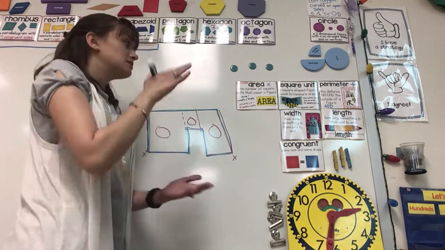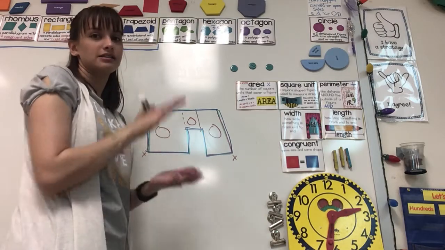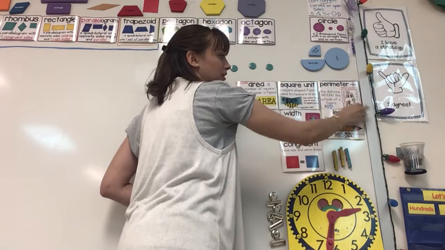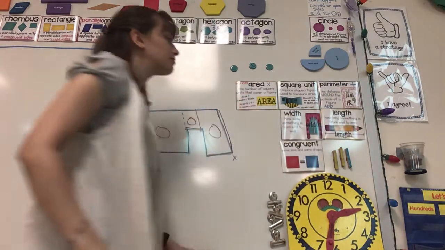So area, side times side equals area. Perimeter, you add up all the sides.